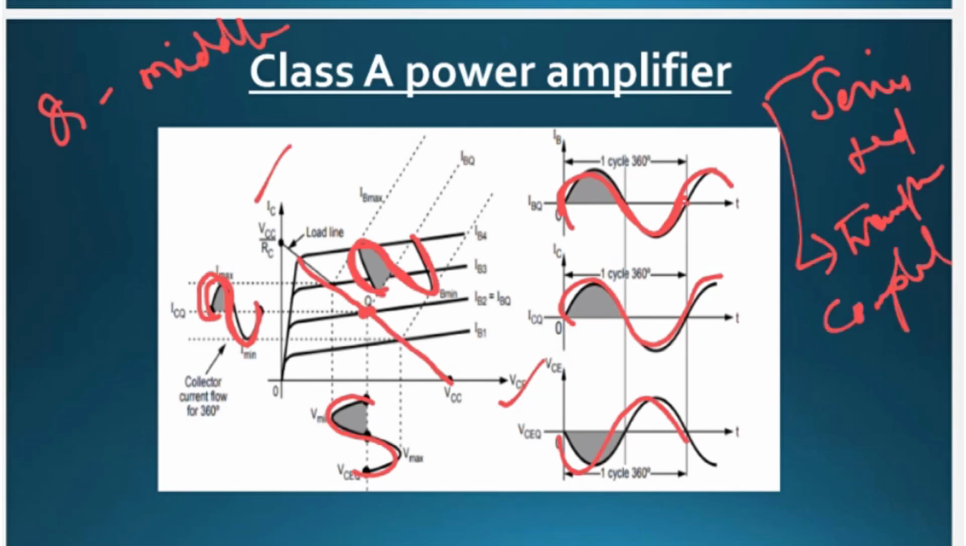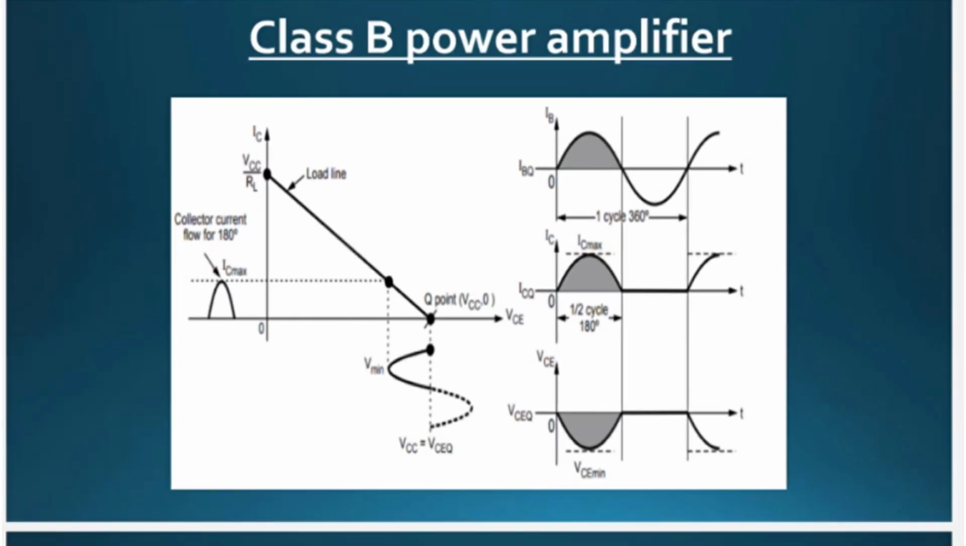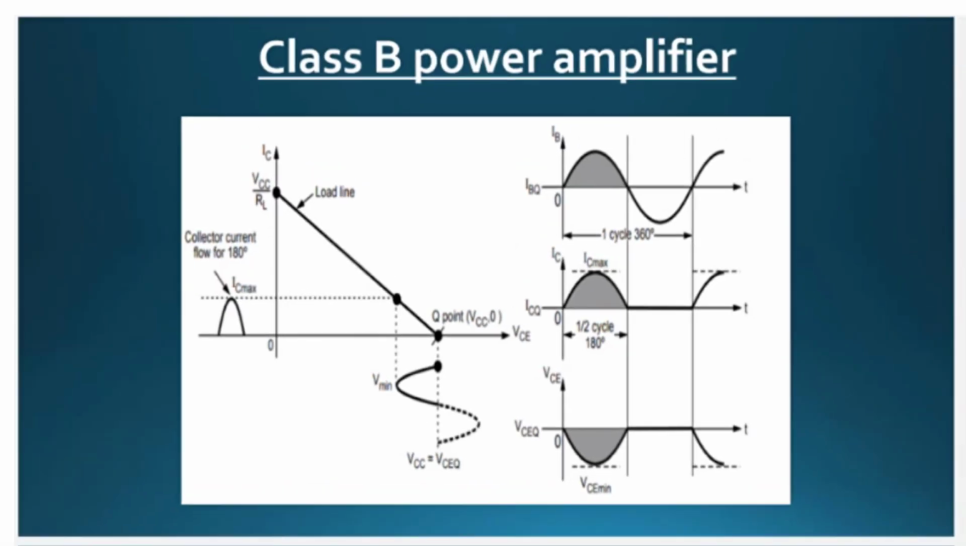The next power amplifier is the Class B power amplifier. If you observe the Class B power amplifier, this is the position of the operating point. Where is the operating point? The operating point Q is on the x-axis. As Q is on the x-axis, suppose you apply an input signal like this, your Q point must coincide with the middle of your signal.